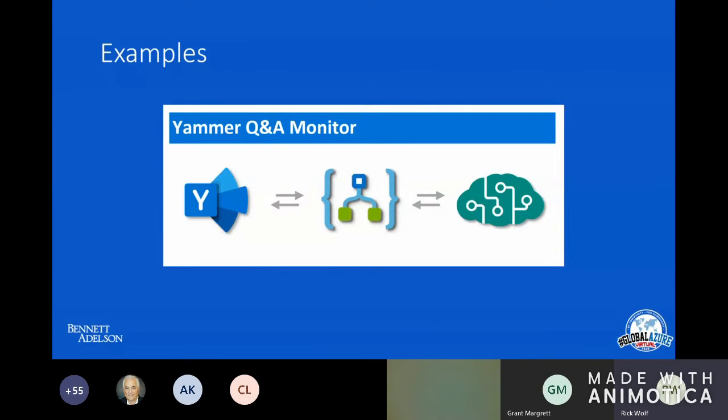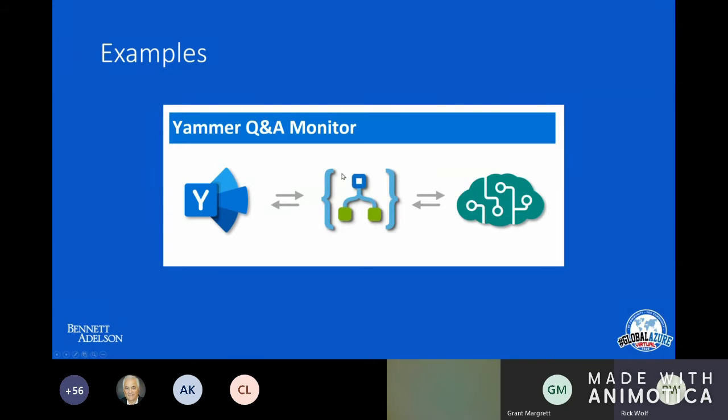So let's take a look at some examples of how we've used Logic Apps. A simple example: on the right side here, we have a Cognitive Services knowledge base that's used for Q&A for a bot. We had a customer that wanted to also leverage that knowledge base for Yammer. Rather than having someone go and find the bot and ask it a question, they would often post the question in Yammer for someone else to hopefully answer. So they wanted to leverage the knowledge base that they had already created.